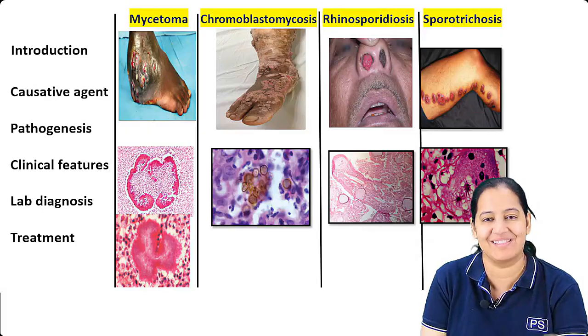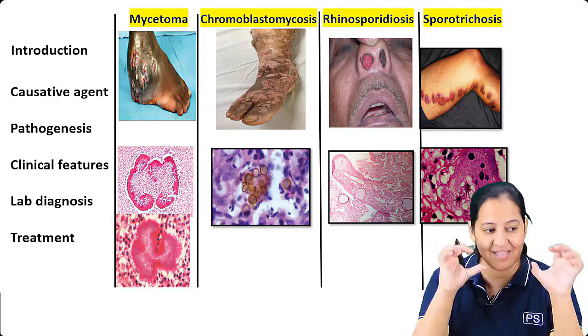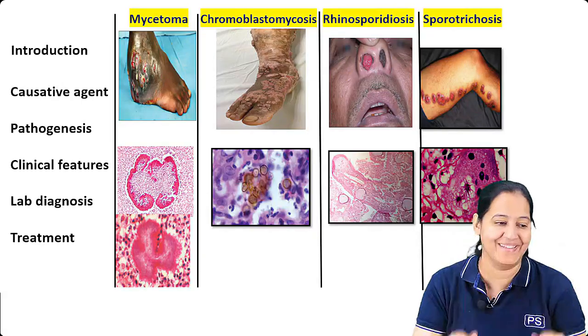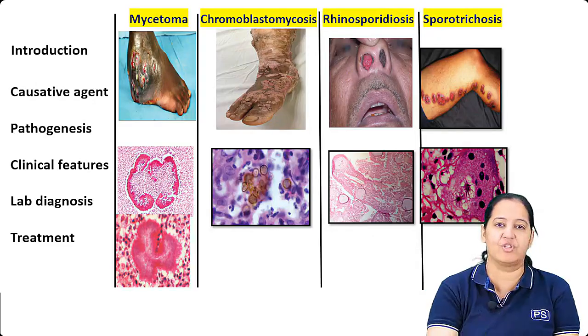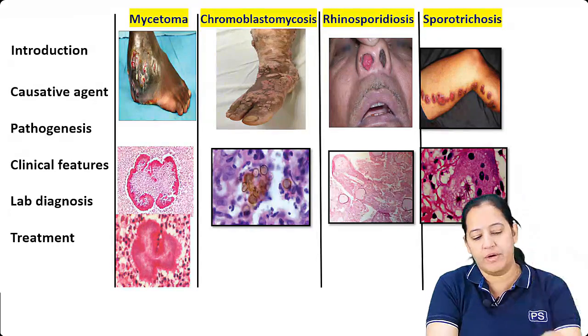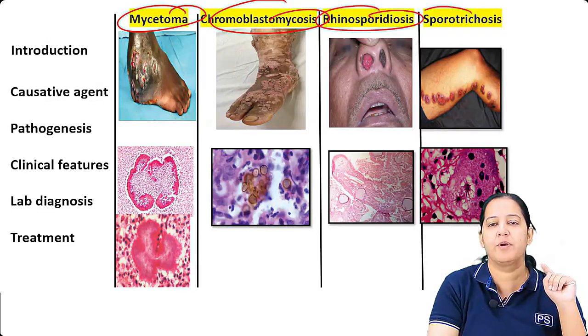Beautiful diagram. Just see it. Just learn it. You get questions on this only. If you have pictorial memory, take a snapshot, not in your mobile, in your mind. You get all the questions of the 4 fungus from this, either image-based or clinical. So I taught you 4 subcutaneous fungus: mycetoma, chromoblastomycosis, rhinosporidiosis, sporotrichosis.